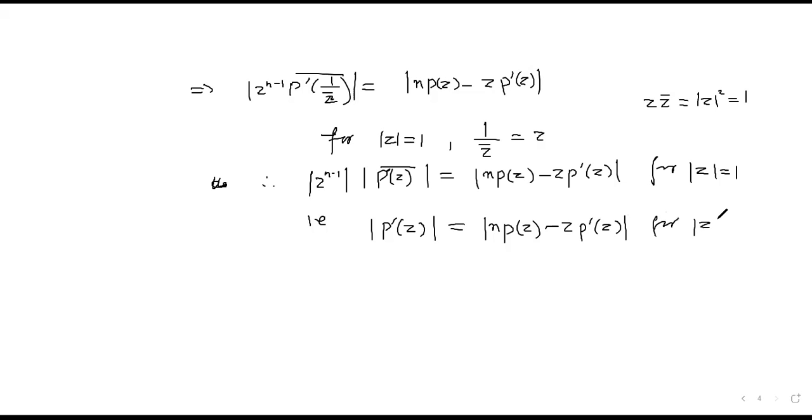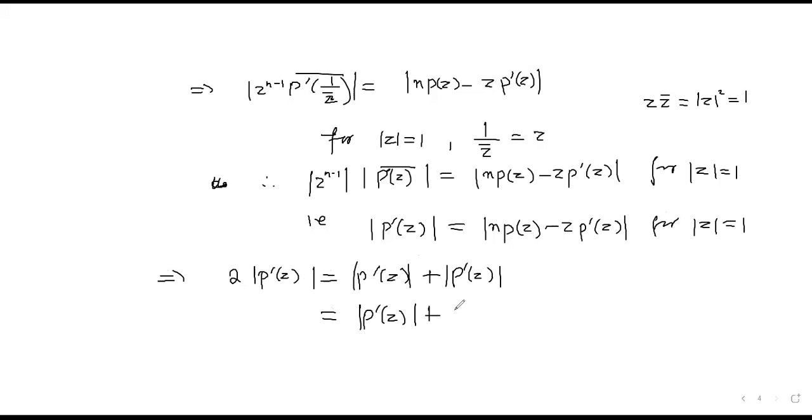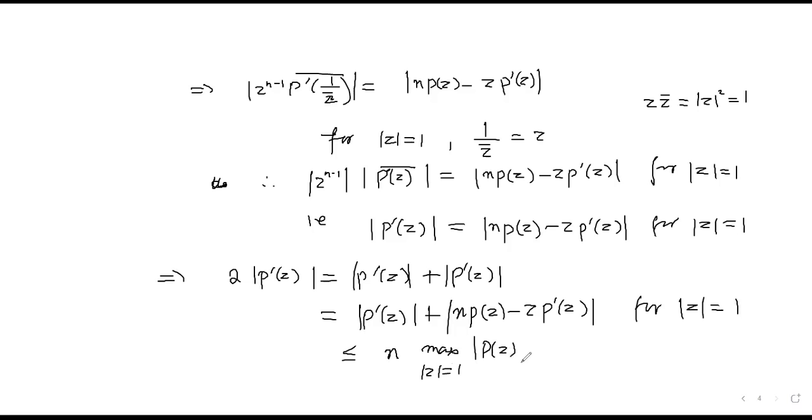For mod z equal to 1, it implies that twice mod p dash z can be written as mod p dash z plus, of course, mod p dash z, but in place of one we substitute this: mod p dash z plus mod of n times p of z minus z times p dash of z for mod z equal to 1. And we know that this is less than or equal to n times the maximum over mod z equal to 1 of p of z. We have done it so many times now.